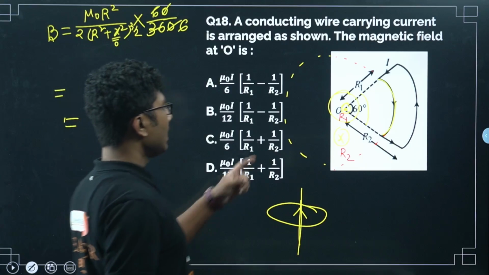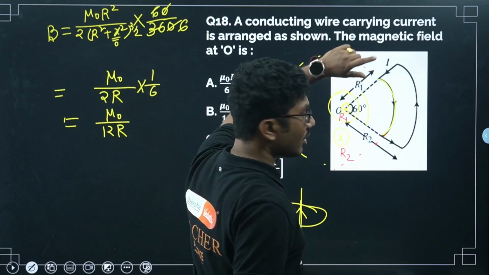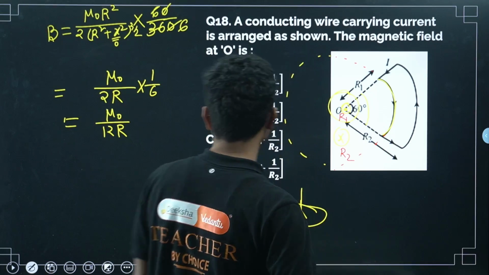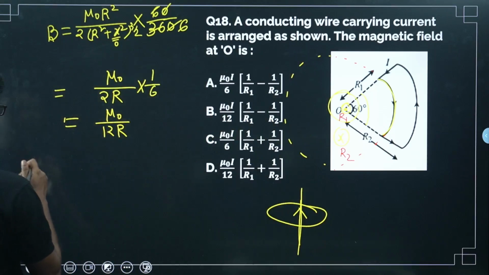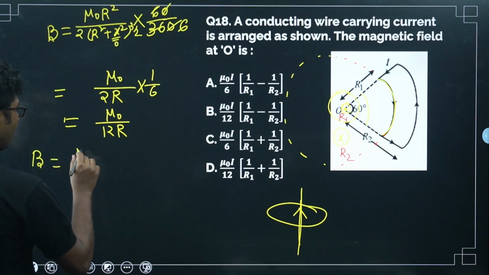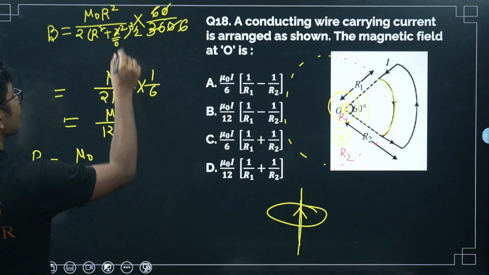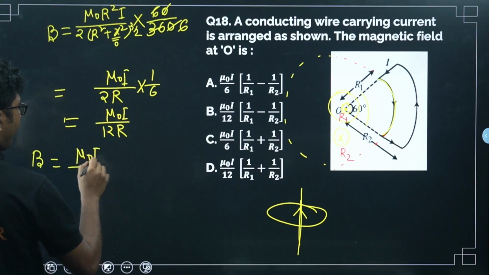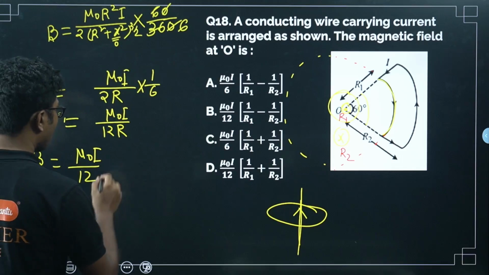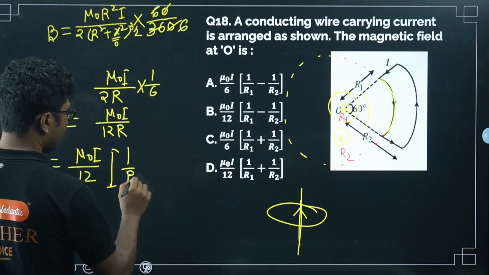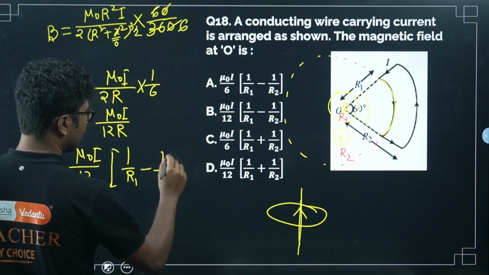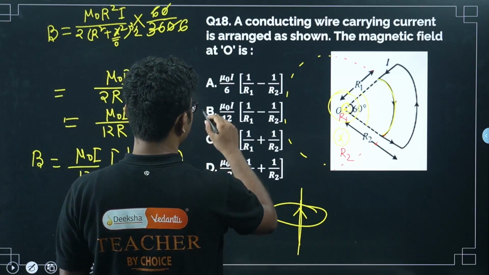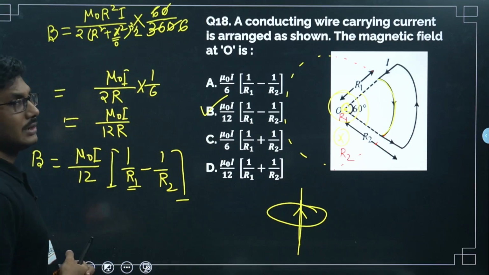So which one is greater? Obviously R1 is smaller, so 1 by R1 will be greater. R2 is bigger, so 1 by R2 will be smaller, right? So first, the magnetic field will be: mu naught I by 2 will be common. Obviously mu naught I also, sorry, I made a mistake, there was an I also. Okay, mu naught I by 2 will be common, and it will be 1 by R1 minus 1 by R2, because they are in opposite directions and R1 is smaller than R2. So the correct answer is this: mu naught I by 2, 1 by R1 minus 1 by R2.